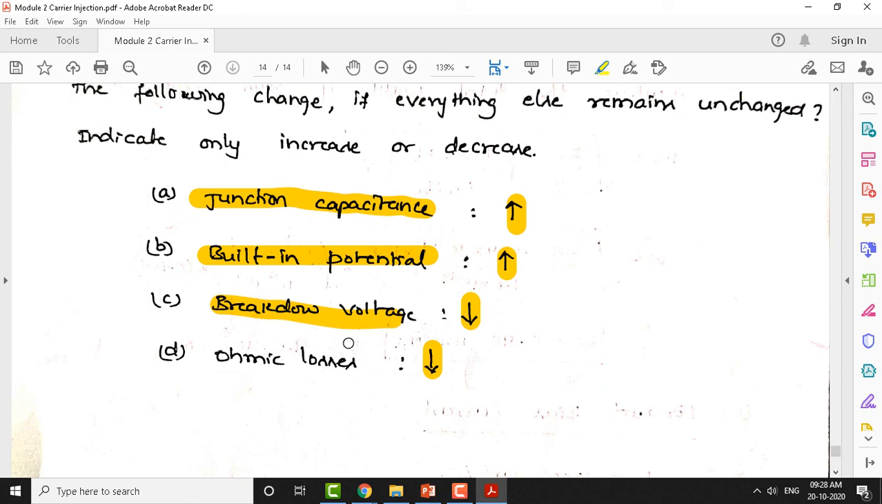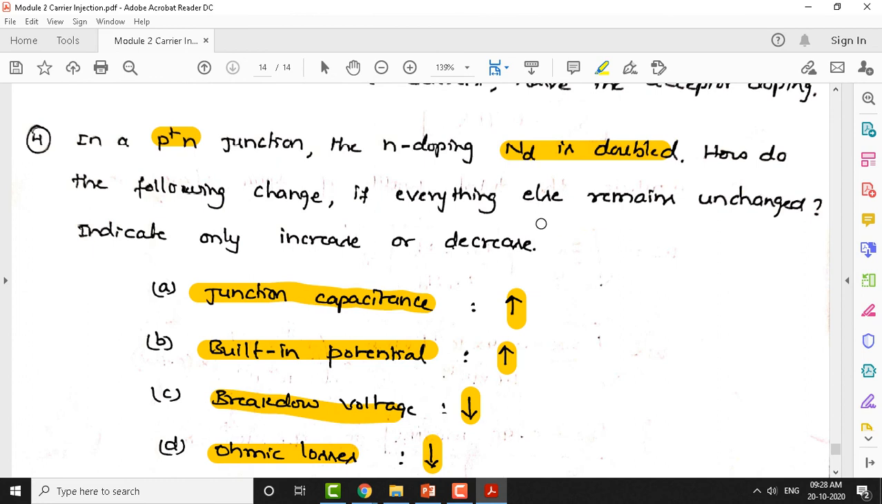Ohmic losses is nothing but the IR drop across the neutral N region and neutral P region, and that also keeps decreasing because of doping, because ND is doubled here. I think with that we have completed almost every part of the first chapter of module 2.